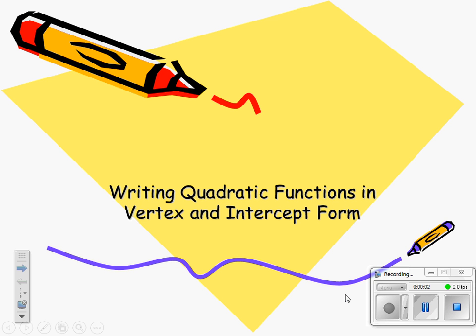All right, folks, we're going to get started and we are going to take a break from graphing. We're going to work with writing equations of quadratic functions in vertex and intercept form. So you have to remember back to your vertex and intercept form and think about what they are, and then we're going to write equations today. So let's get started.